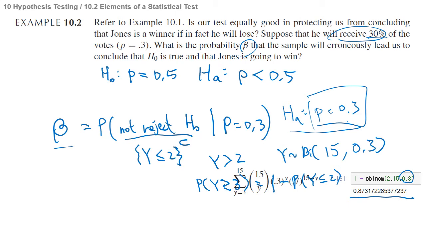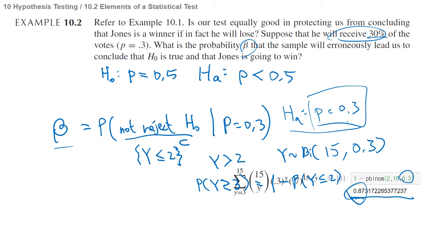And actually we can see the high error rate of beta. We want to minimize both type 1 error rate and type 2 error rate, but in this case, the type 2 error rate is quite large. So most of the time, even if the truth is p equals 0.3, we probably cannot reject the null hypothesis because beta is about 0.87.